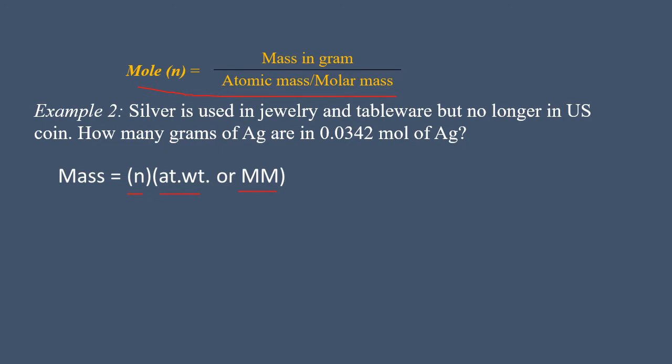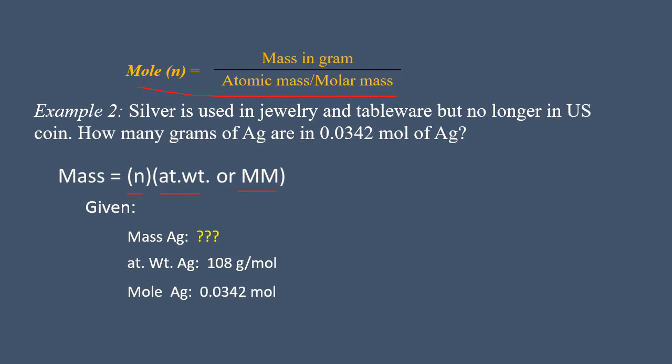So let's start with the given quantities. What are the given quantities? The mass of silver is unknown. The atomic weight of silver is 108 grams per mole. That is the rounded value that you can see in your periodic table for silver's atomic weight. And the mole of silver, which is given in the problem, is 0.0342 mole. So let's try to compute.